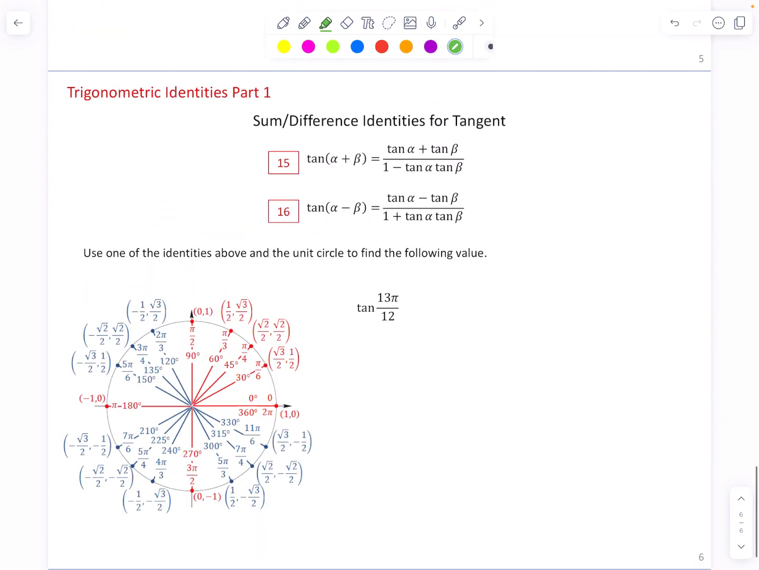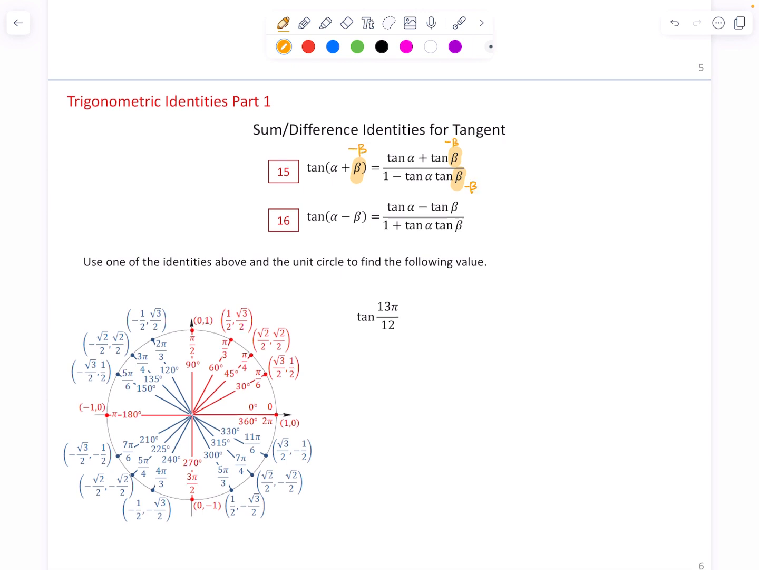Here we have the sum and difference identities, but for tangent. Identity number 15. Again, we will not prove this. We will just take it as true. But the tangent of a sum of two angles, alpha plus beta, will be equal to the tangent of alpha plus the tangent of beta, and then all over 1 minus the product of tangent alpha and tangent beta. And again, if you take all the betas and replace them with negative betas, then this alpha plus negative beta can be rewritten as just alpha minus beta.